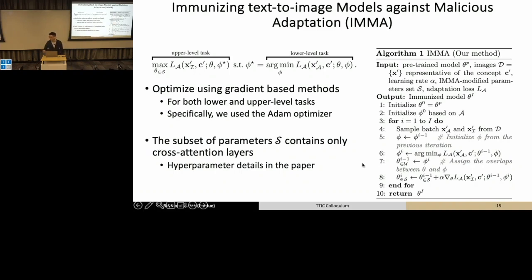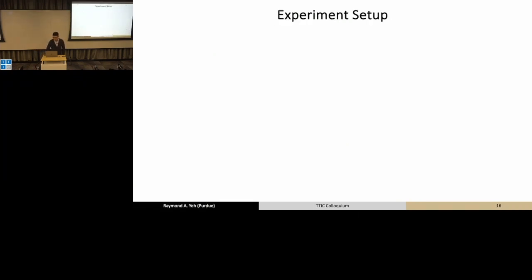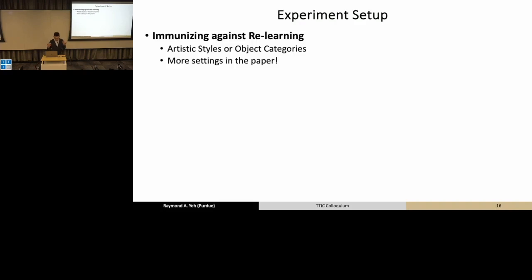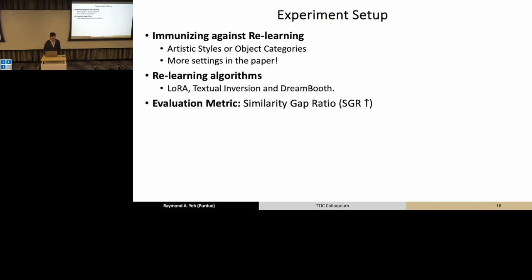So we have this additional term to make sure you don't ruin the model entirely. Okay. So the rest is just experiment setup. Here, I'll specifically talk about immunization against relearning of a specific artistic style and object categories. There are more settings in the paper, but for the relearning algorithms, we did LoRA, textual inversion, and DreamBooth. So these are very popular relearning algorithms.